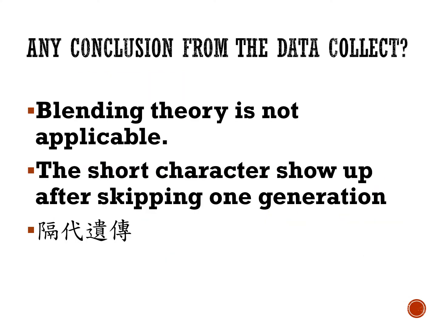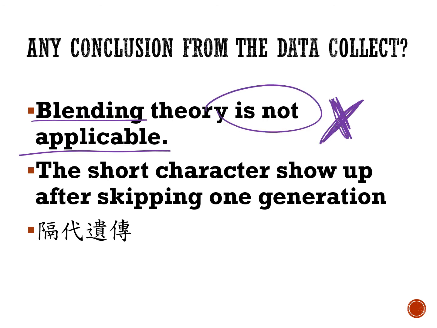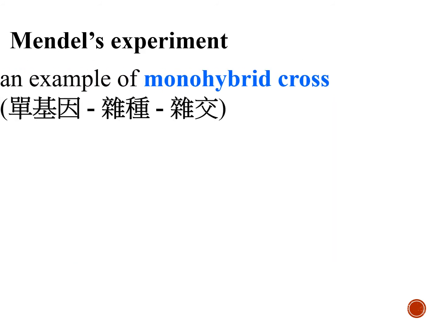So Mendel concluded that the blending theory totally does not work. Also, the short character showed up after skipping a generation. He showed this skipping-generation inheritance, and this proves that blending theory does not explain genetics. So he tried to find another method to explain genetics.